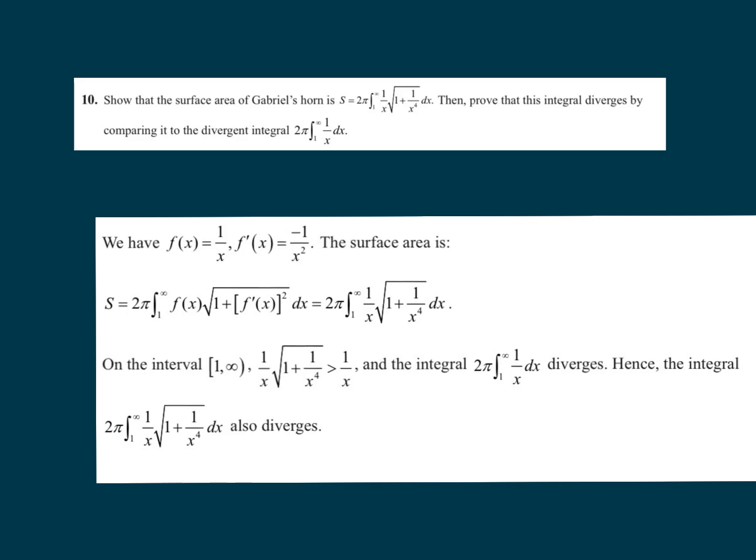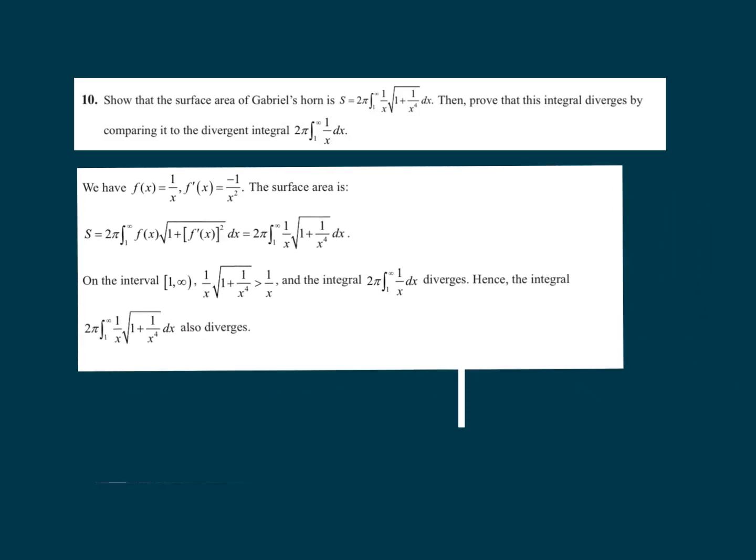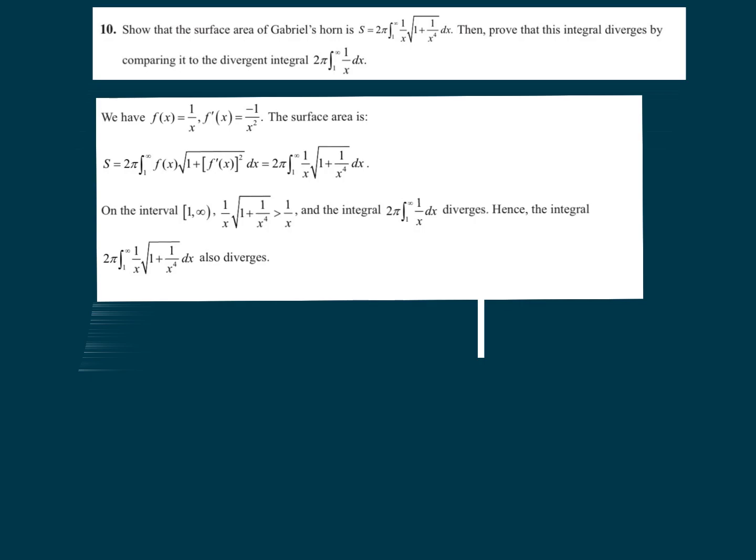Say, show the surface of Gabriel's horn S equal to pi, the integral from 1 to infinity of this expression. Show that the surface is S. So what it says here, then prove that this integral diverges comparing to the integral. Okay, let's go to do it. This is an interesting problem.